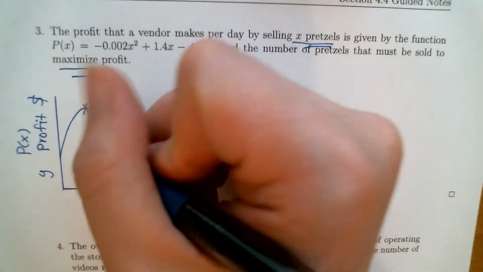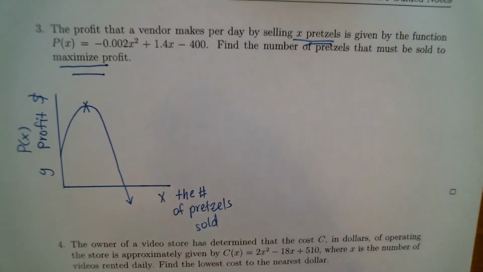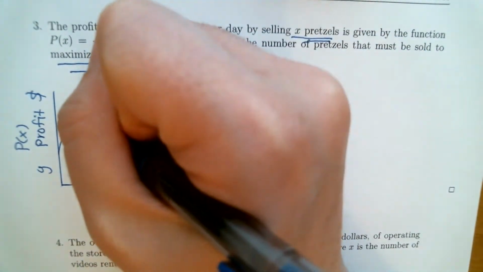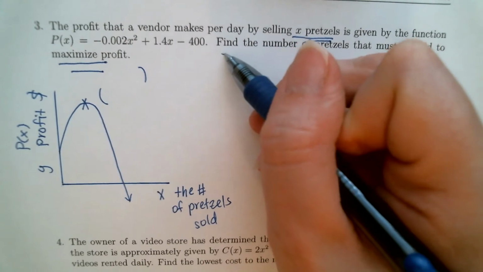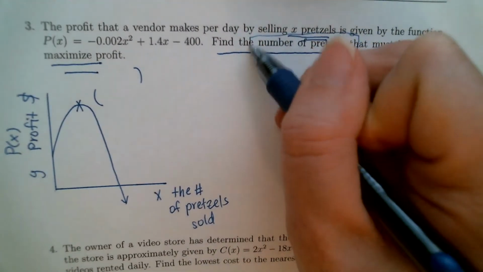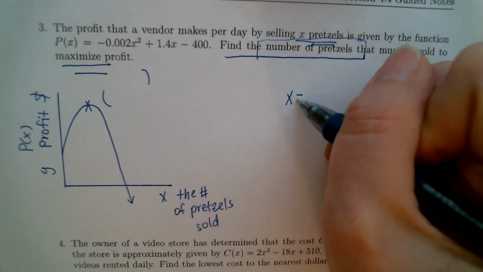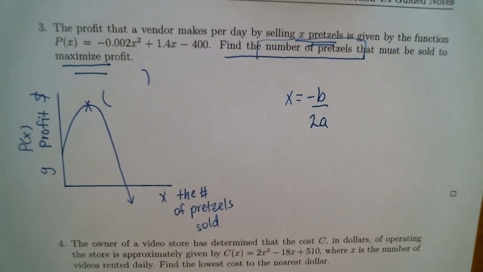Like it says, find the number of pretzels that must be sold to maximize the profit. So you're looking for this vertex, the max point. Again, the big thing here to recognize is, am I looking for the x coordinate or the y coordinate? Because remember, this vertex is going to have an x coordinate and a y coordinate. The question is asking you to find the number of pretzels. Number of pretzels is an x value. That's what x represents. So all you have to do here is find the x coordinate of the vertex, and you get that by plugging into negative b over 2a.